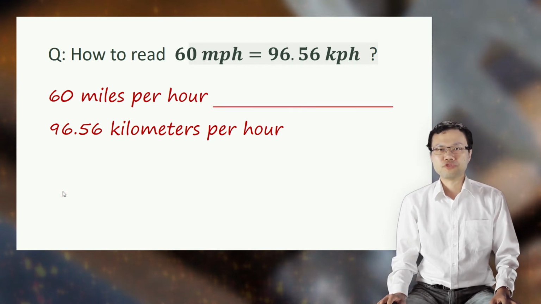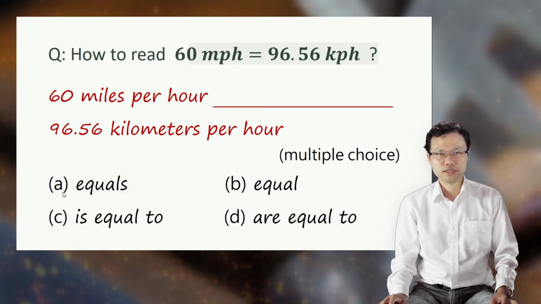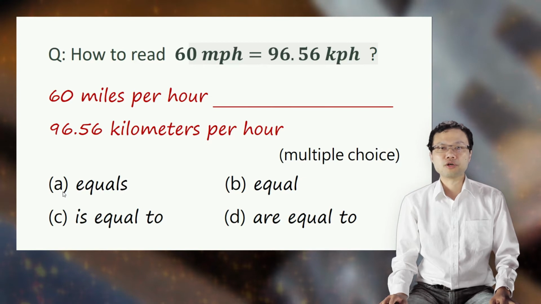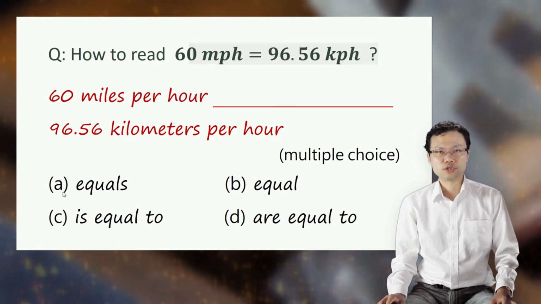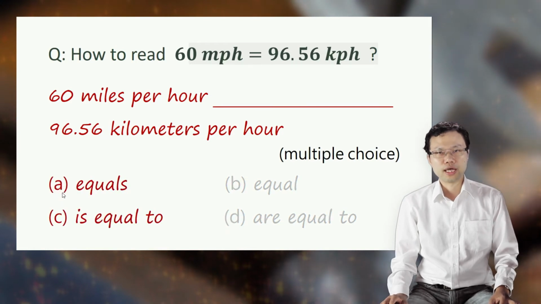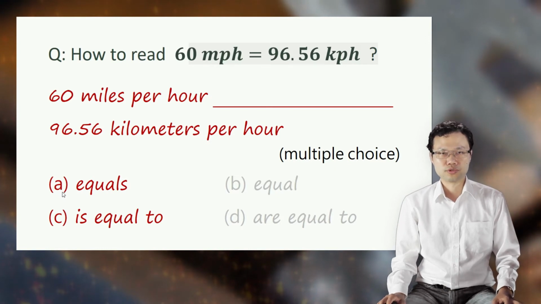So, what would you fill in the blank? There are four options: A equals, B equal, C is equal to, D are equal to. This is a multiple choice question. There could be more than one answer. What options would you choose? The answers are, you can either use A equals or C is equal to in this expression.